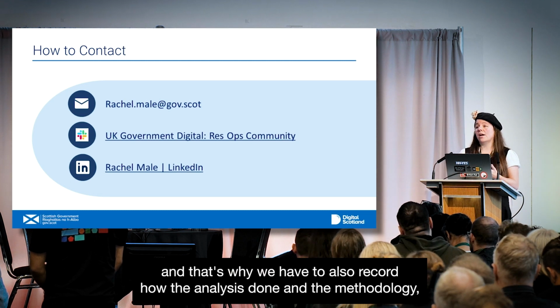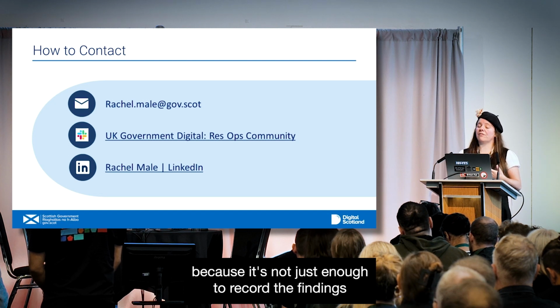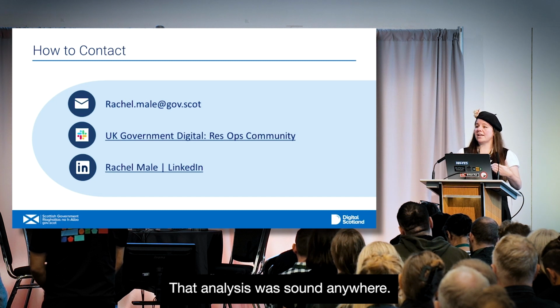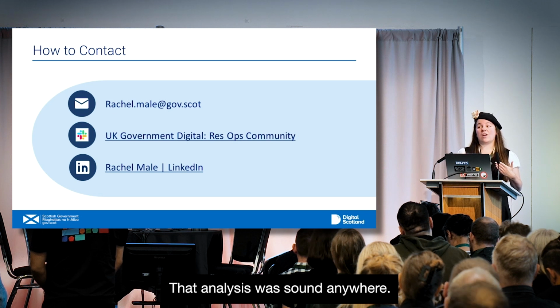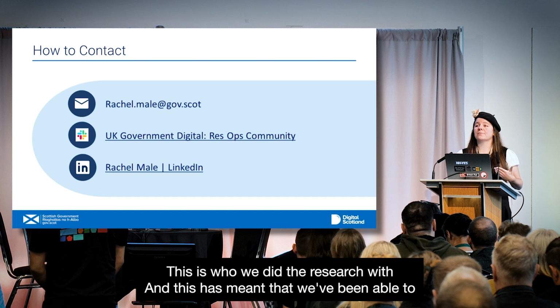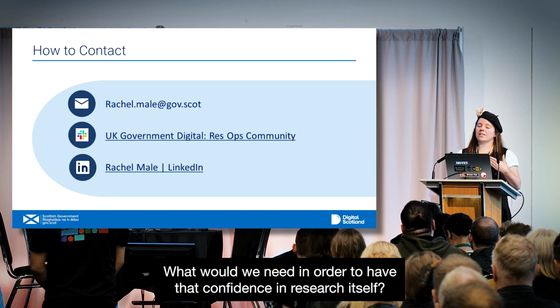And that's why we have to also record how the analysis was done and the methodology, because it's not just enough to record the findings. You need to be able to look back if you need to and go, okay, yes, that methodology was sound, that analysis was sound, if anywhere maybe some bias crept in, this is who we did the research with. And that's where the standard kind of came from. What would we need in order to have that confidence in the research itself?